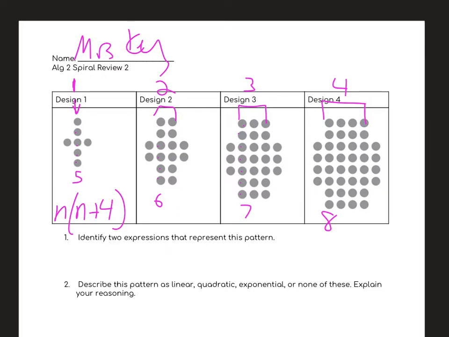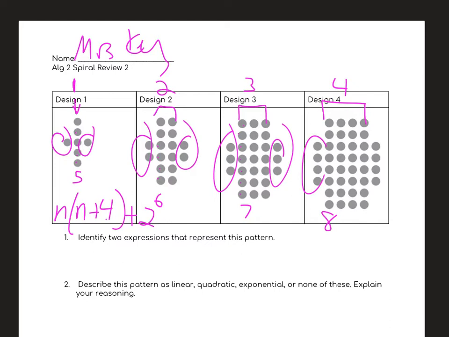So if I do 1 times 1 plus 4, I get 5. If I do 2 times 2 plus 4, I get 2 times 6, which is 12, which is how many are there. If I do 3 times 3 plus 4, which is 7, so that's 21. There should be 21 there. 1, 2, 3, 4, 5, 6, 7. Yep, 21. And then I also need to add on 2, 1, 2, 1, 2, 1, 2, so 2n. So that's one pattern: n times n plus 4, plus 2n.